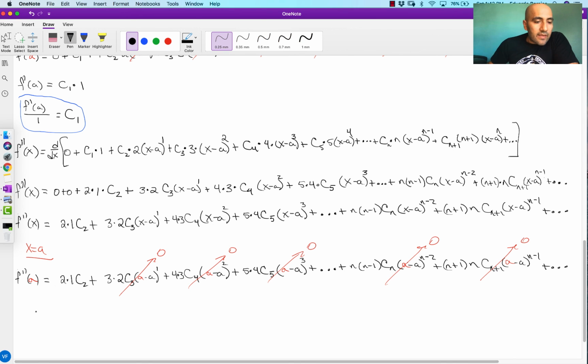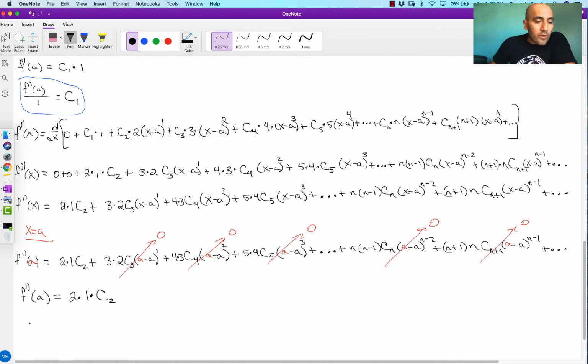So let's recopy that now. We're saying that the second derivative, evaluated at a, is equal to 2 times 1 times c sub 2. And just like before, we want to solve for c sub 2, so we're going to divide both sides by this 2 times 1.